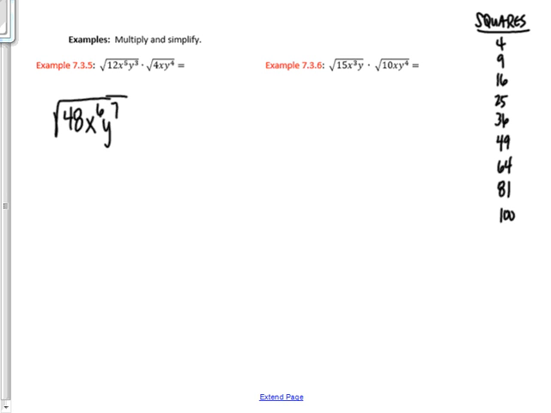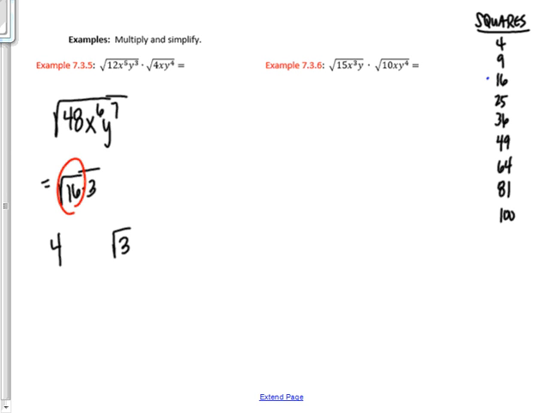So you're going to say, alright, 48. Let's make it blank. The biggest one that goes into 48 is 16. 16 times 3. Okay, use your calculator if you need to. Square root of 16 comes out as a 4, and the 3 is left on the inside.